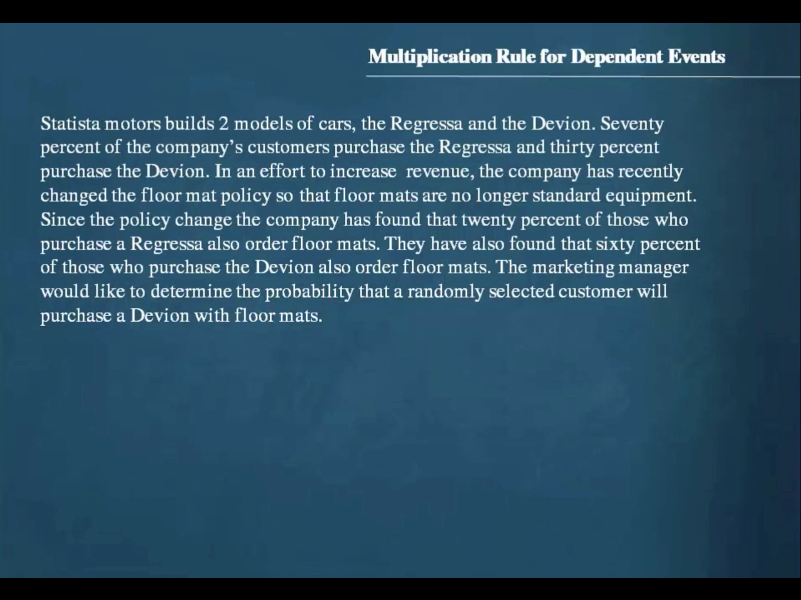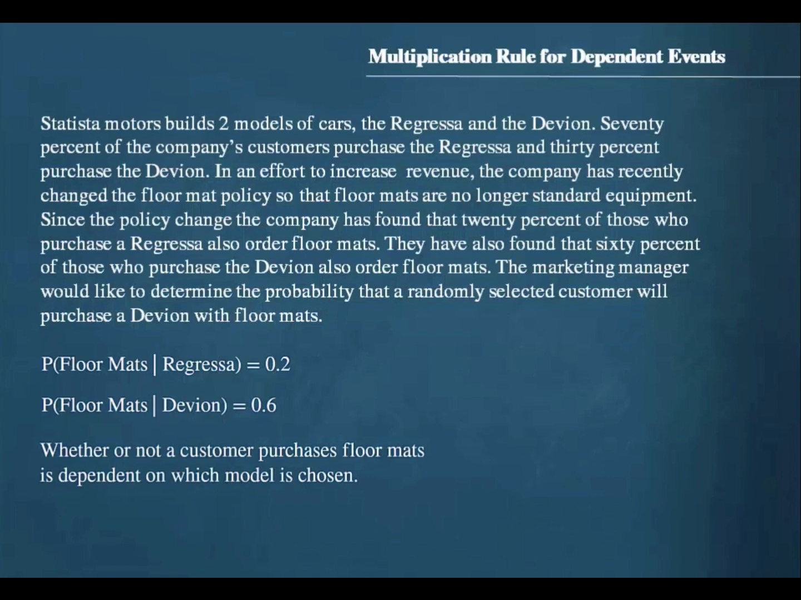The marketing manager would like to determine the probability that a randomly selected customer will purchase a Devion with floor mats. According to the given information, the probability that a randomly selected customer would purchase floor mats given a Regressa model was chosen is equal to 0.2, and the probability that floor mats would be purchased given that a Devion model is chosen is equal to 0.6.